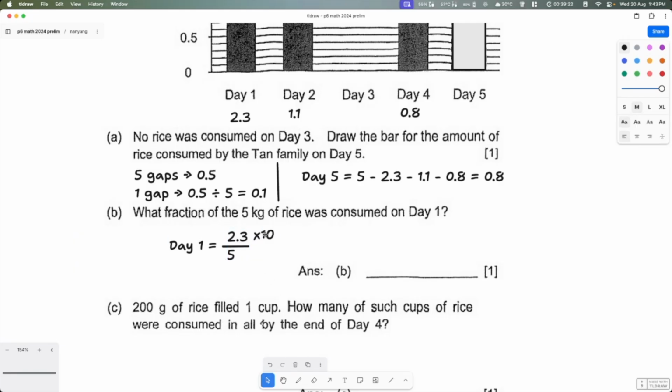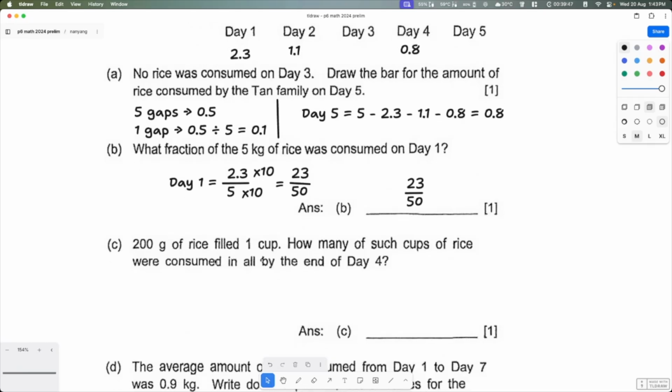Pretty straightforward. 10, and they have 10 here as well. So this will become 23 out of 50. Can we divide anything else? Probably not. So the answer, the fraction on day 1, is 23 out of 50. There you go. That's the answer. All right, let's move to the next question.